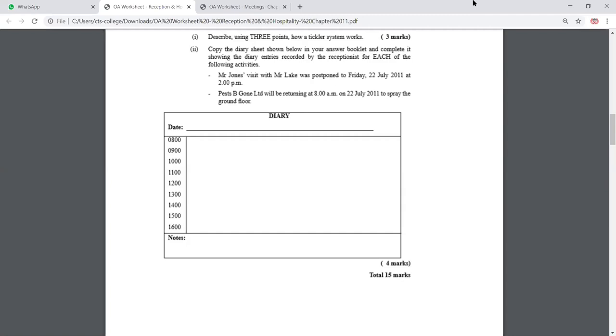And let's look at the timings on this diary. We have 0800, which is what time on the 12-hour clock? We have 8 o'clock, 9 o'clock, 10 o'clock, 11 o'clock, 12 o'clock. Followed by, after 12 o'clock, what? 1 o'clock, 2 o'clock, 3 o'clock, and 4 o'clock. Got that, guys? Everybody got that?